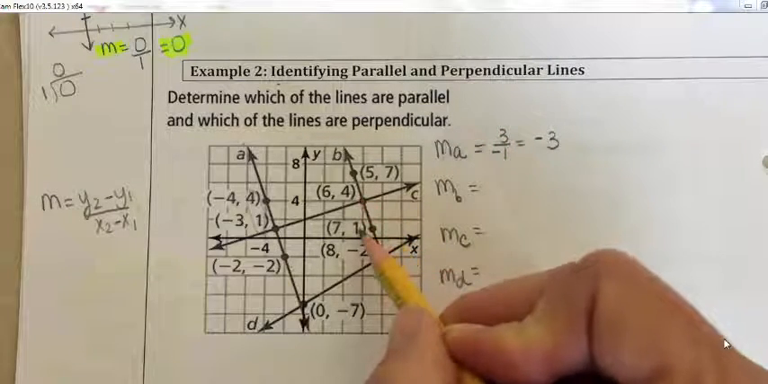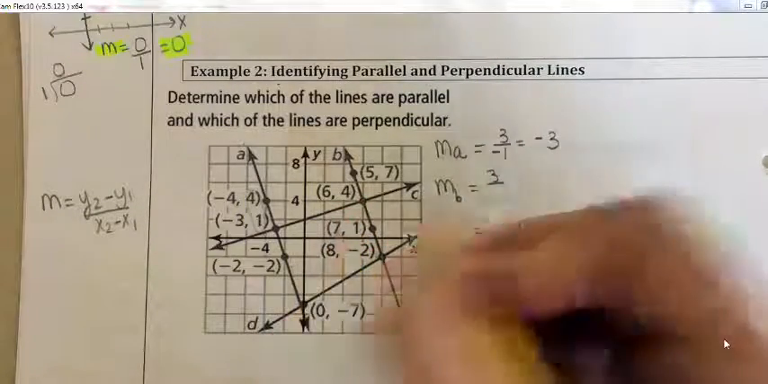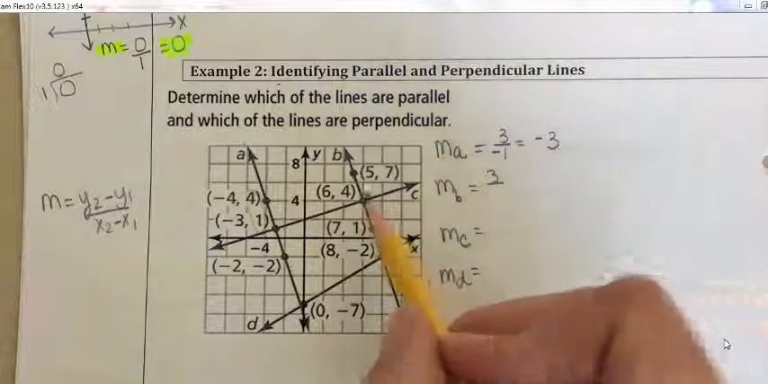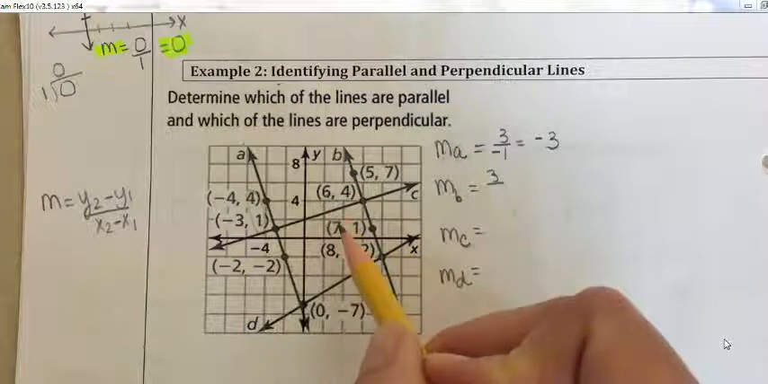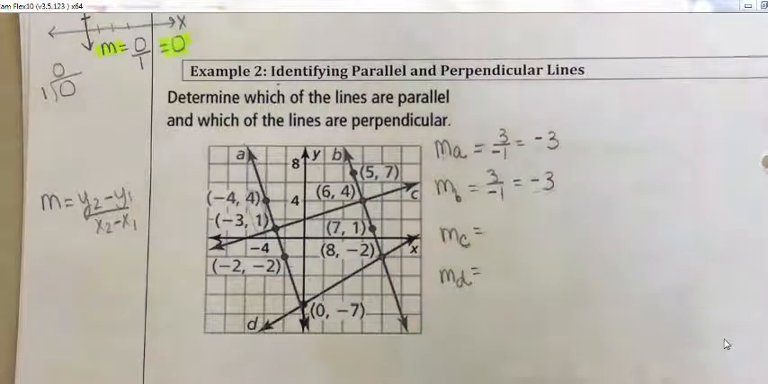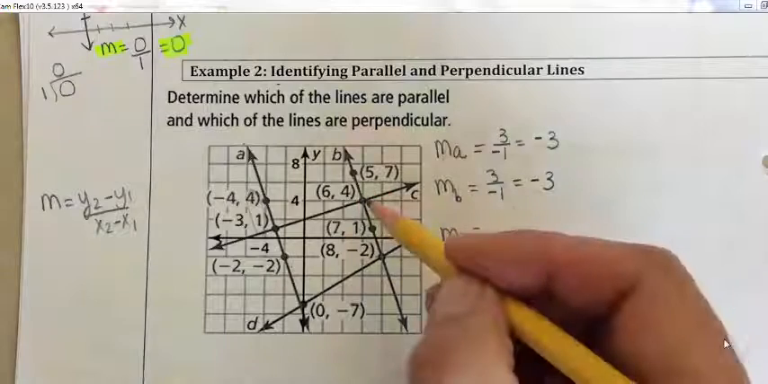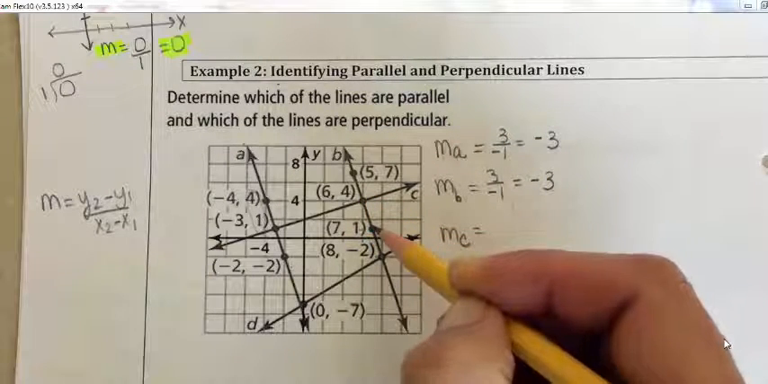From 4 down to 1 is 3. And then from 6 over to 7 is, wait a minute, am I doing something wrong here? From 6 and then subtracting 7, that's going to be negative 1. So that's negative 3. Right? Or you could have said to yourself, yep, that's a difference of 3. And then from 6 to 7, I go over 1.